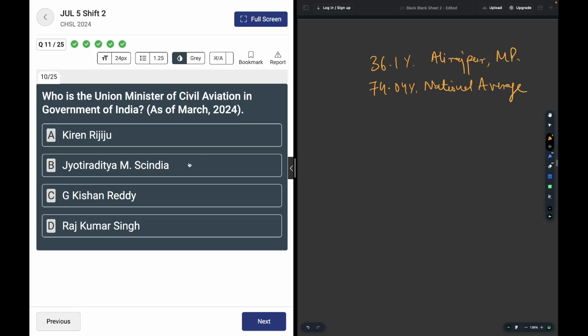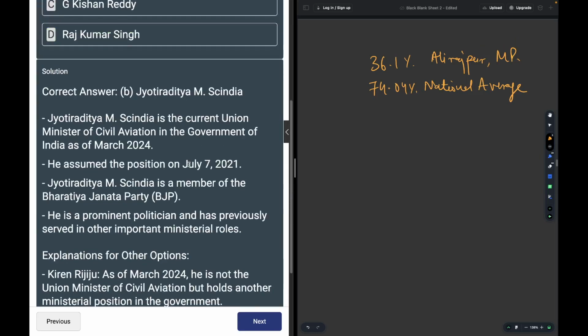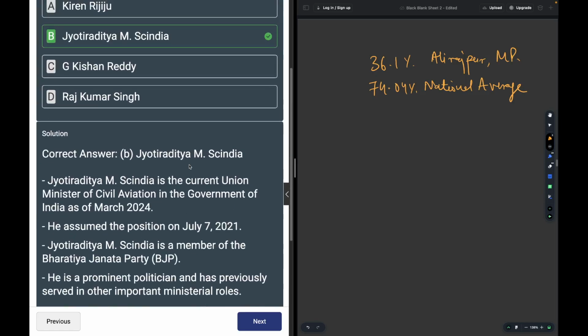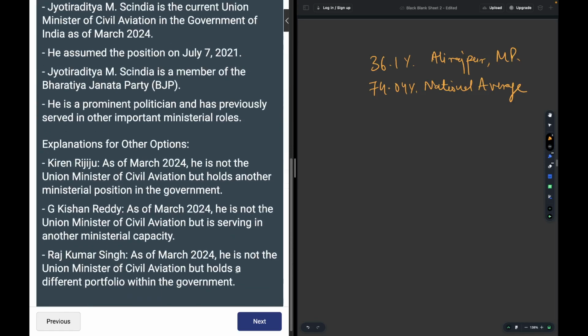Factual question. The answer is Jyotiraditya Scindia. I call him Jyotiraj, I don't know why. Jyotiraj sir. So it is Jyotiraditya sir. Okay, moving on.